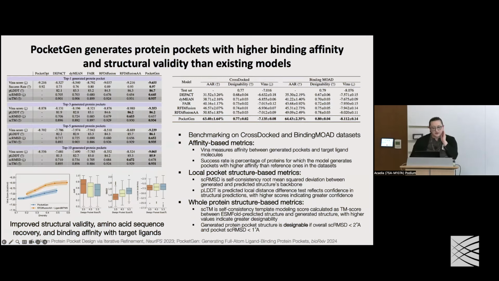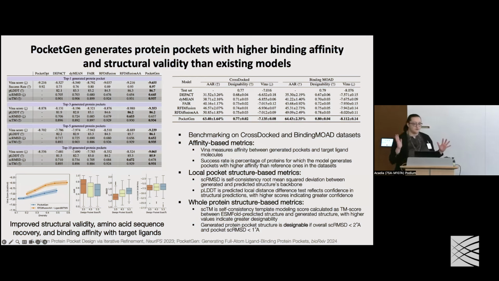Let's quickly look at some of the results of PocketGen. So first, we extensively benchmarked PocketGen on established molecular benchmarks. This includes CrossDocked and Binding MOAD datasets. And broadly, what we see is that PocketGen generates protein pockets with higher binding affinity and better structural validity than existing models. Let me unpack that a bit.